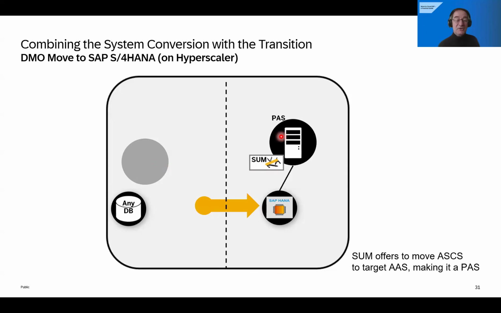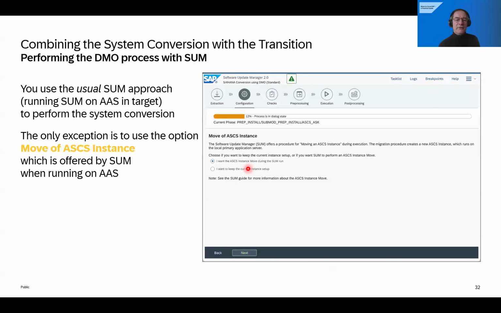Actually, it's installing those new and will not start the old one. That's technically behind the scenes. We use this option because we then have the move included as part of the procedure. And then it's done. It's just a screenshot here of this move of the ASCS instance that is offered. We use this one. Now, it's not a new technology. It's just a combination that we have here in this DMove to S/4.